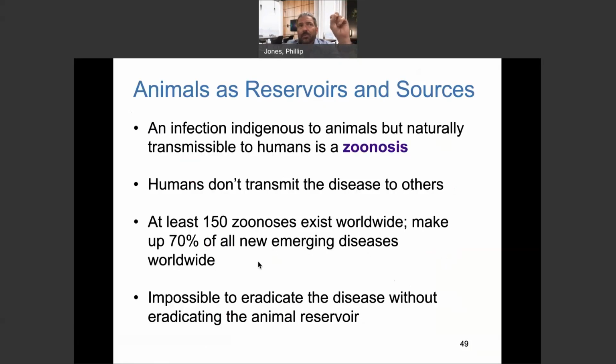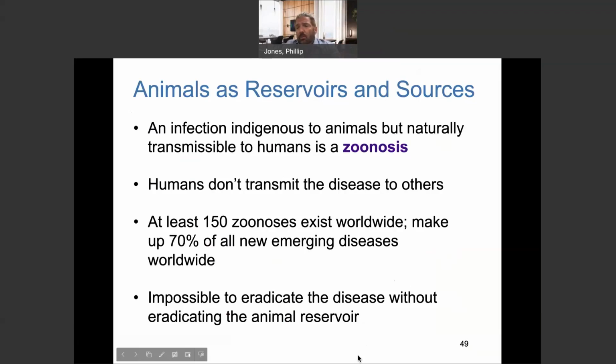And we have to remember that's because we're invading the rainforest. We're in areas we should never be. And if you're driving anywhere you go, they're constantly building in forests and tearing down wildlife areas to build houses and things like that. All right, it's possible to eradicate the disease without eradicating the animal reservoir.